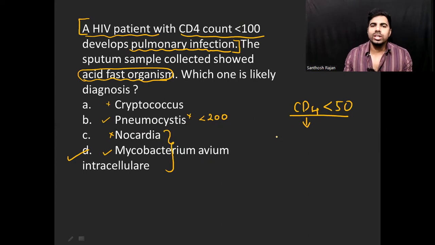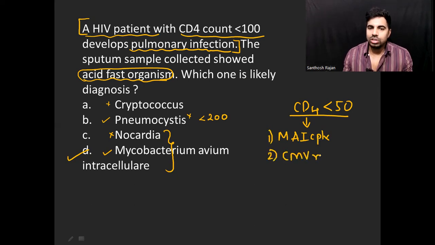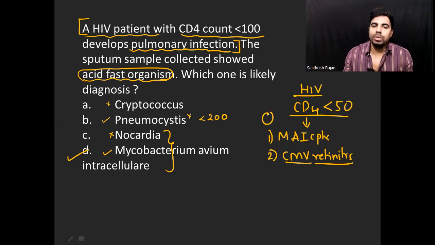So which are the two organisms? One is your Mycobacterium avium intracellulare complex, you can say MAC complex or Mycobacterium avium complex. And the other one is your CMV retinitis. We are going to talk about this also. CMV virus is the most common cause of retinitis. So when the CD4 count is less than 50 in an HIV patient, these are the two common things. Okay, so you got it.